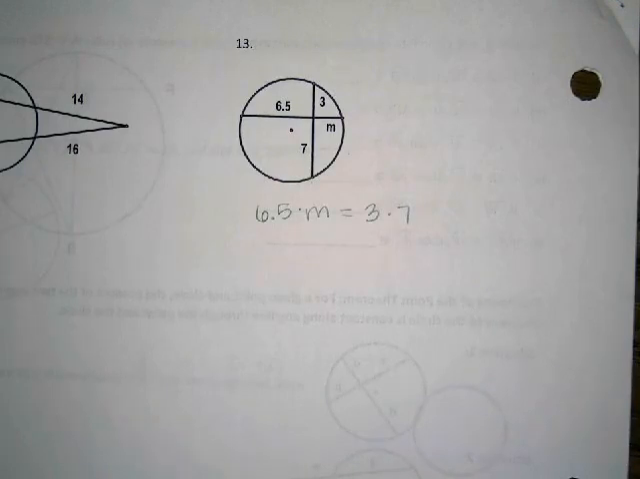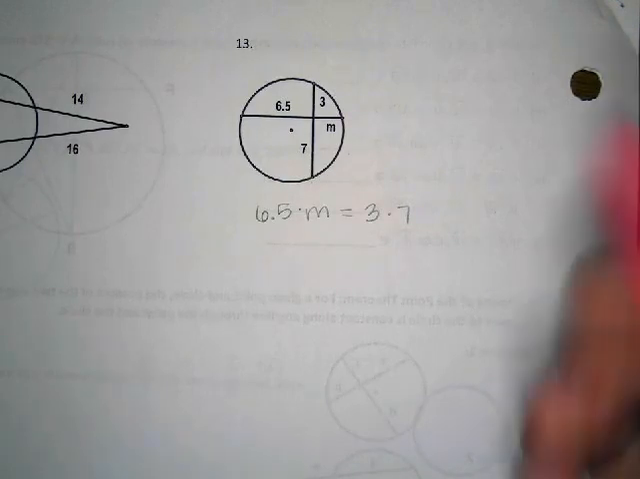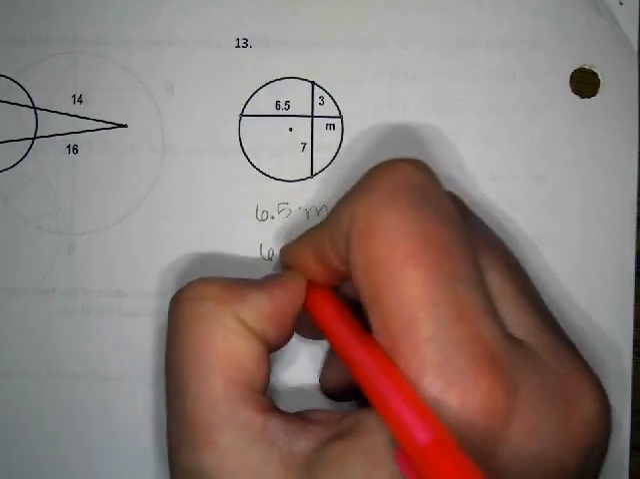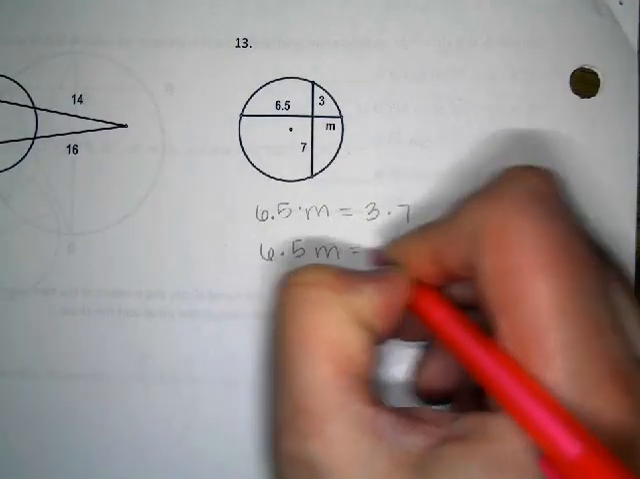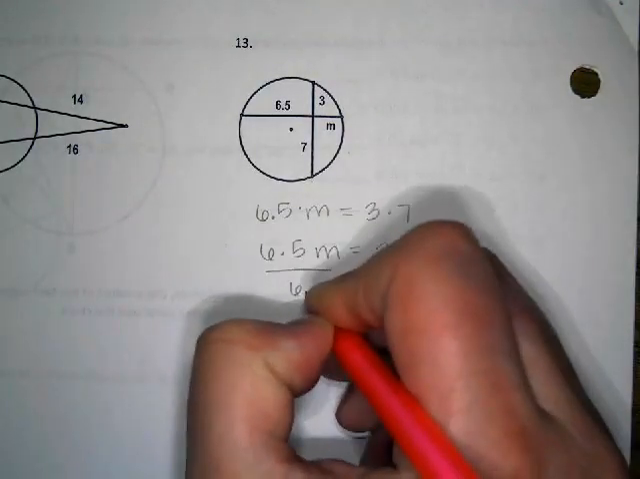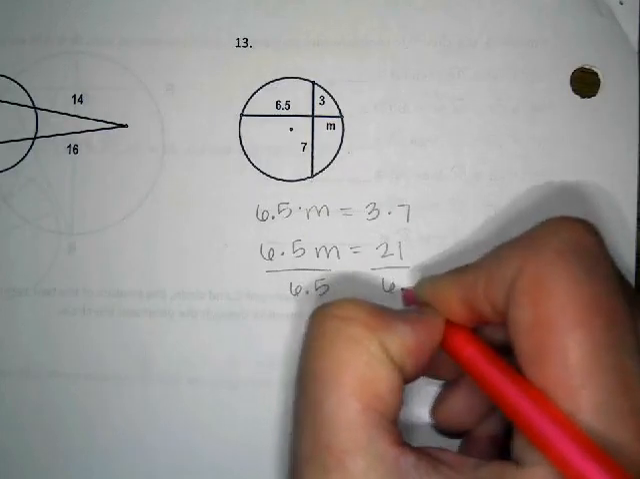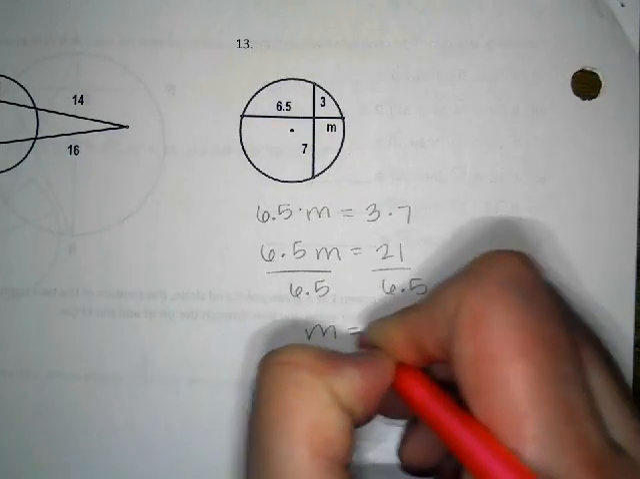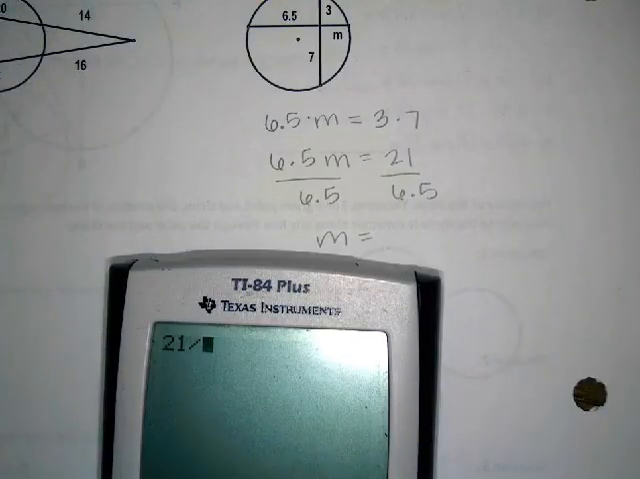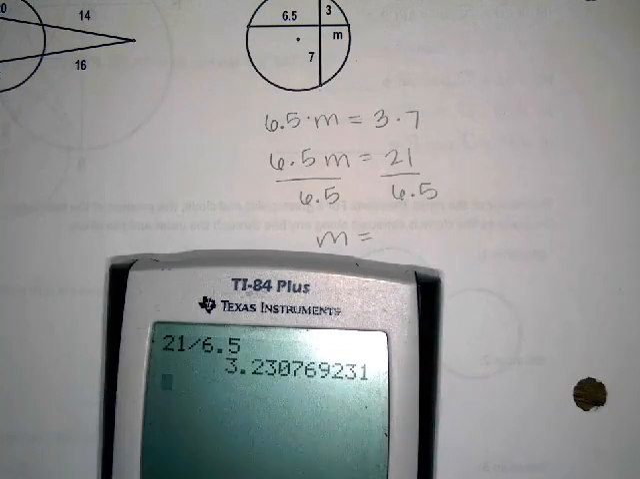3 multiplied by 7 is 21. So 6.5m equals 21. And then how would we solve for m? We would divide by 6.5. And we're definitely going to get a decimal for m. Anyone want to say what they got for that decimal? 3.2? Okay, so 21 divided by 6.5, 3.2. Okay.